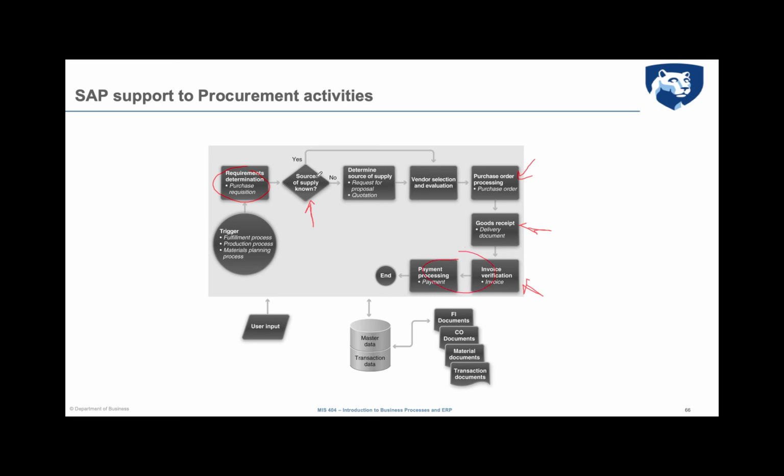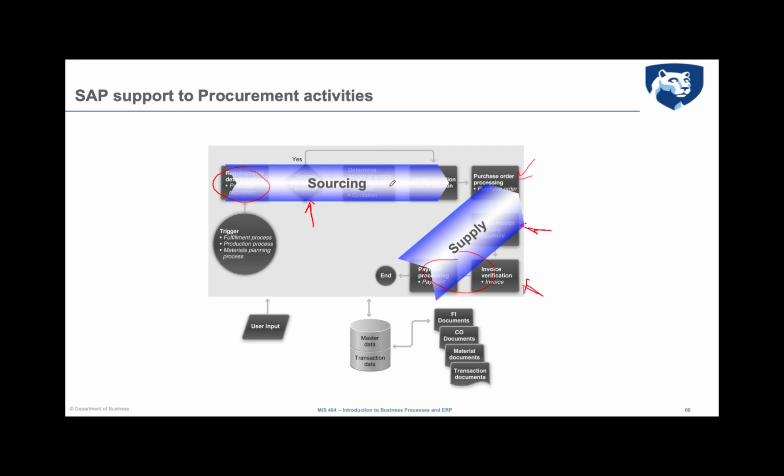While instead, if the source of supply is not known, so we need to find a new supplier, we have to pass through request for quotation, request for proposal, vendor selection, evaluation, and contract management, as you have seen in your case. These cover the so-called sourcing activities, while instead the other part covers the so-called supply activities.